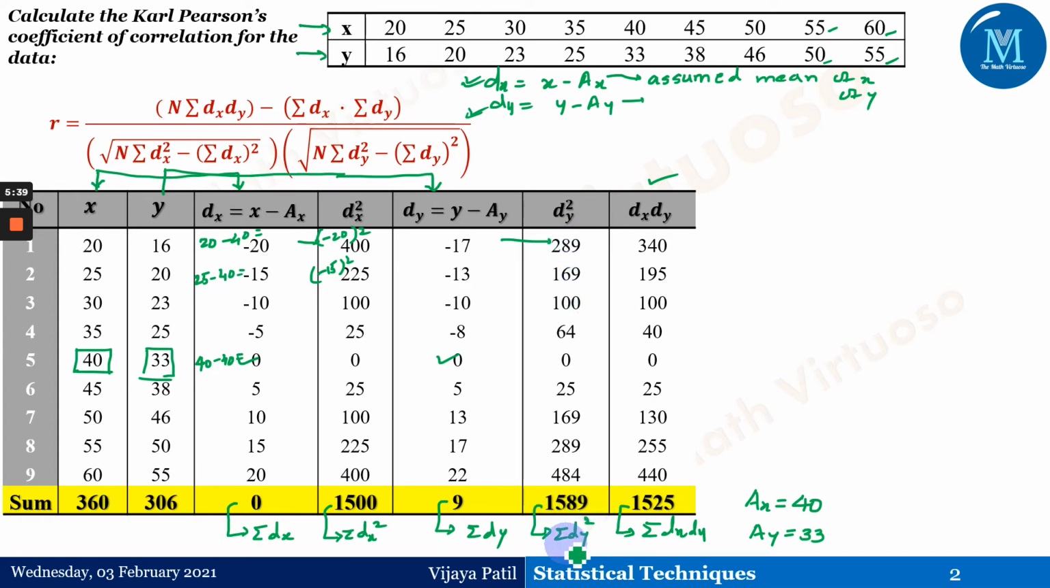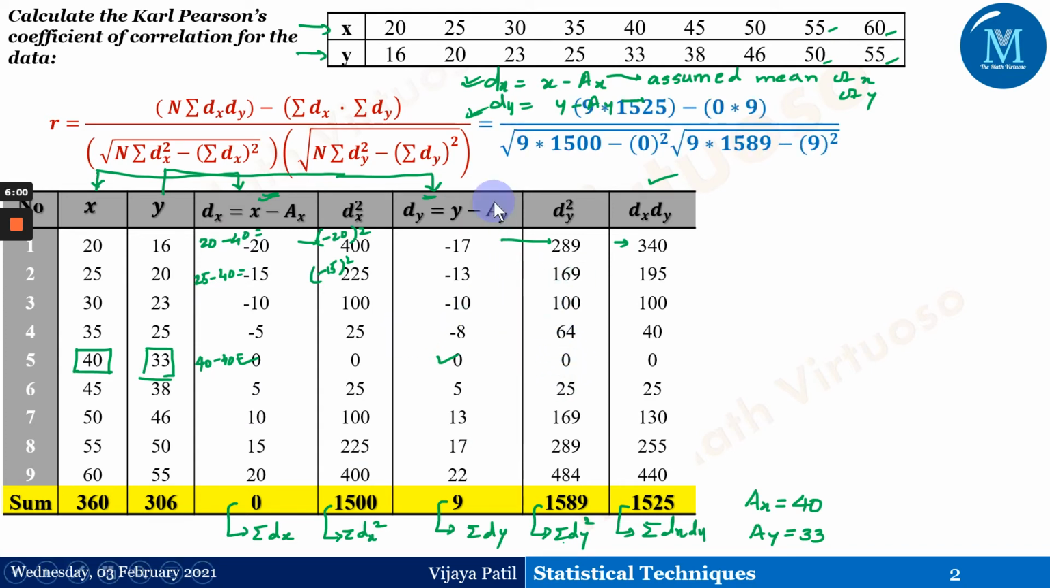So it's 1589, the summation of dy squared, and just a multiplication of these two columns. So this is the one column, and the multiplication of this second column is being displayed here, which is dx dy, just 340, 195 and so on. So this is the table. You need to form it in this way, and then we will be going ahead.